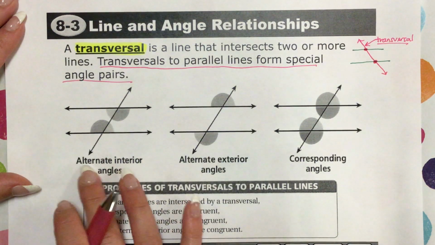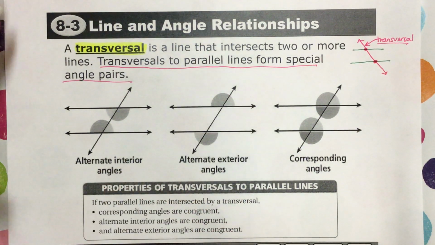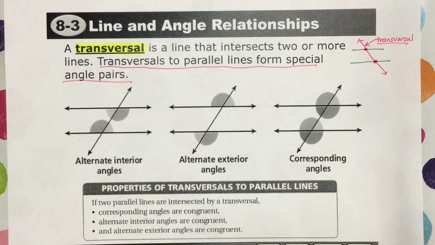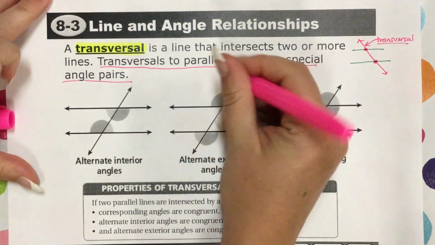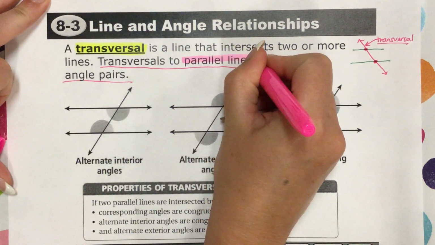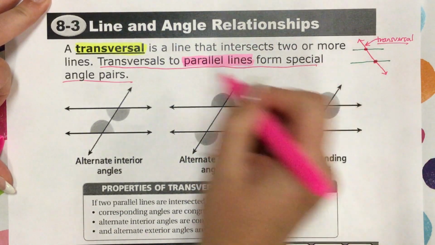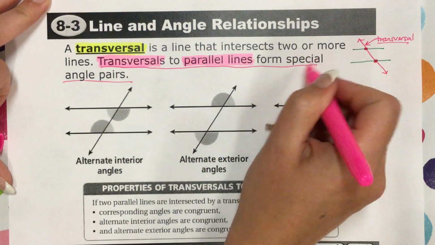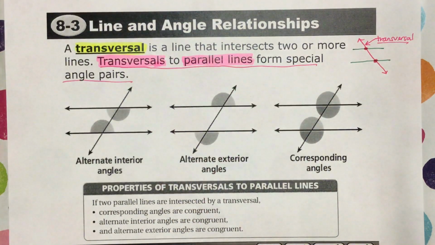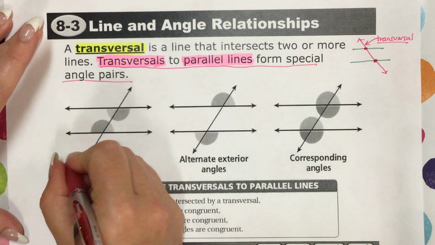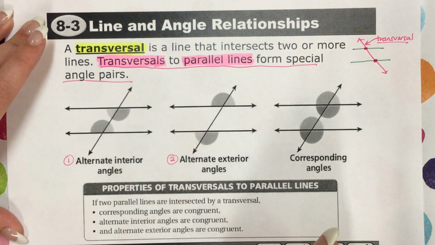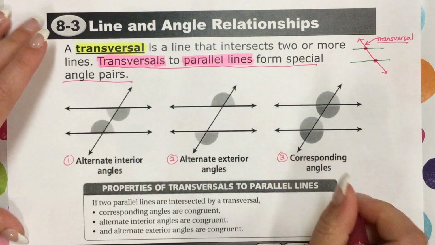Okay? The first are alternate interior angles. So what we have here is it's only if the lines are parallel. That's super, super important. The lines have to be parallel. Okay? They have to be parallel. So transversals to parallel lines form special angle pairs, and there's 3 of them. This would be 1, alternate interior angles, 2, alternate exterior angles, and 3, corresponding angles.